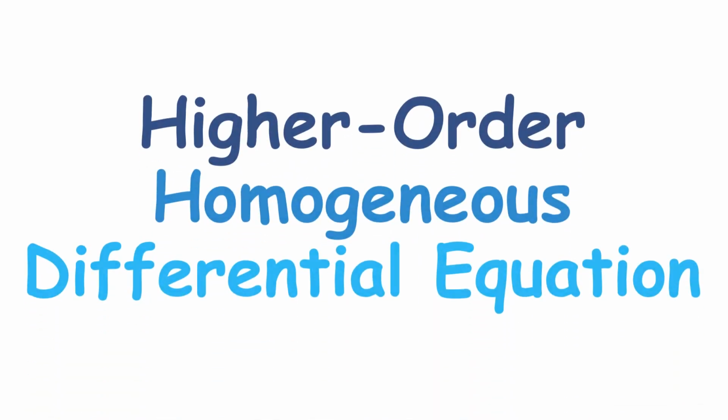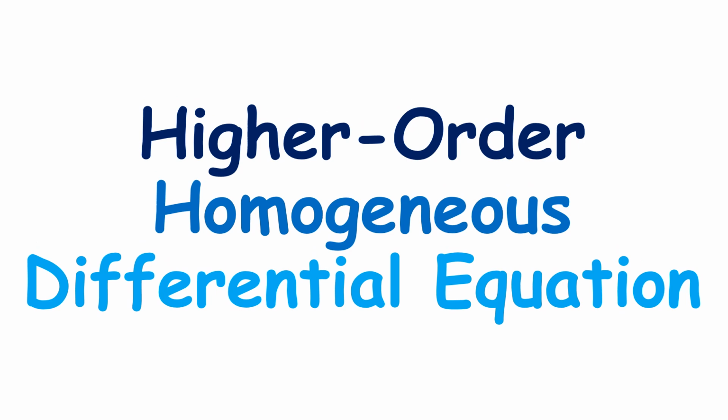In this video, I'm going to teach you how to solve higher order homogeneous differential equations. So let's take for example, we have 2y double prime plus 3y prime minus 2y equals 0. This double prime means the second derivative, and this y prime is the first derivative of y. And this is an example of a higher order homogeneous differential equation, and we want to know the general solution of this equation.